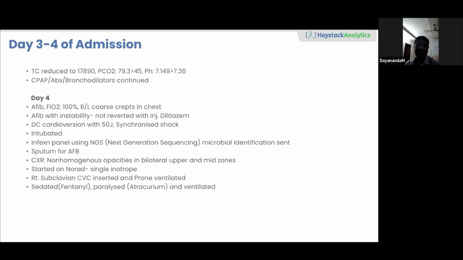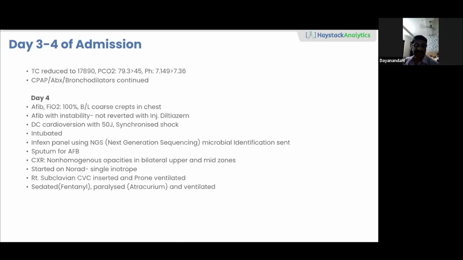On day 4, atrial fibrillation was persistent, and the FiO2 she was requiring was 100% with bilateral crepitations in the chest now, and she had atrial fibrillation with instability as well, which was not reverting with injection diltiazem. So we started her on amiodarone, but it was not responding. So we started her on diltiazem. And since she was unstable, electrical DC cardioversion was also done with 50 joules.